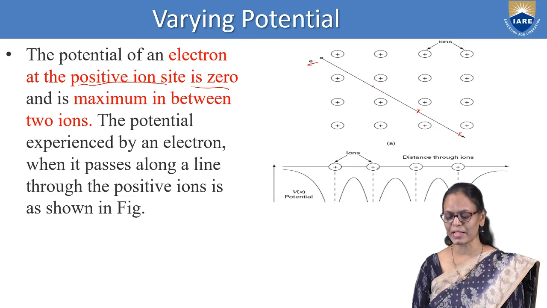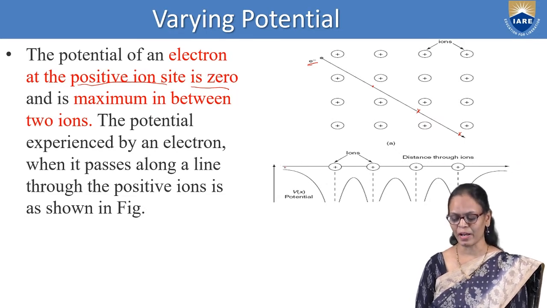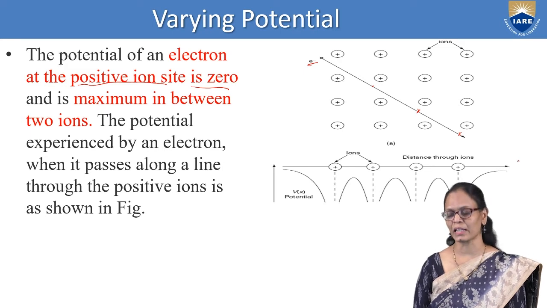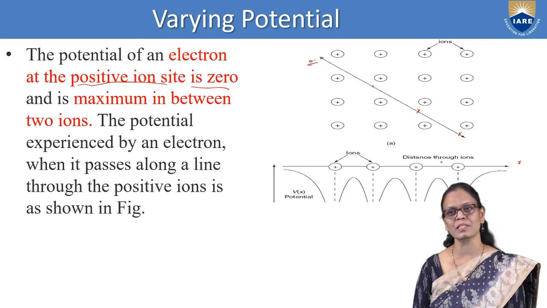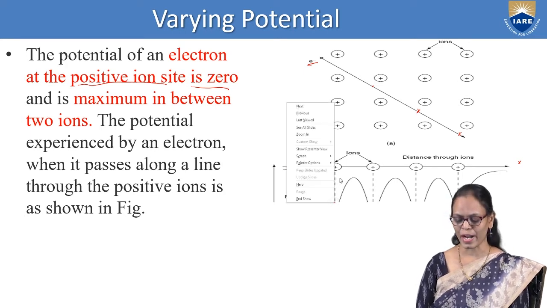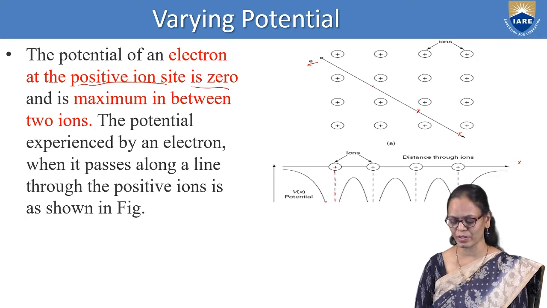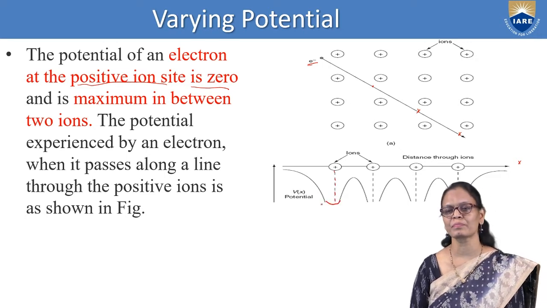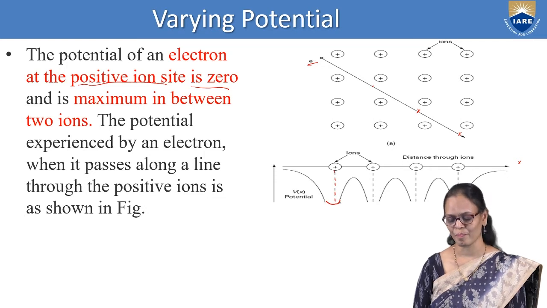If I represent it along this line for clear understanding, I have shown this along the x-axis. These are the positive ions, and the distance between ions is also fixed. They are periodic, we said, meaning the distance between any two ions is the same. If you are considering an electron which is coming near to this ion, at this positive ion site you see the energy is minimum. The potential is minimum here. Now in between these two sites, the potential becomes maximum.